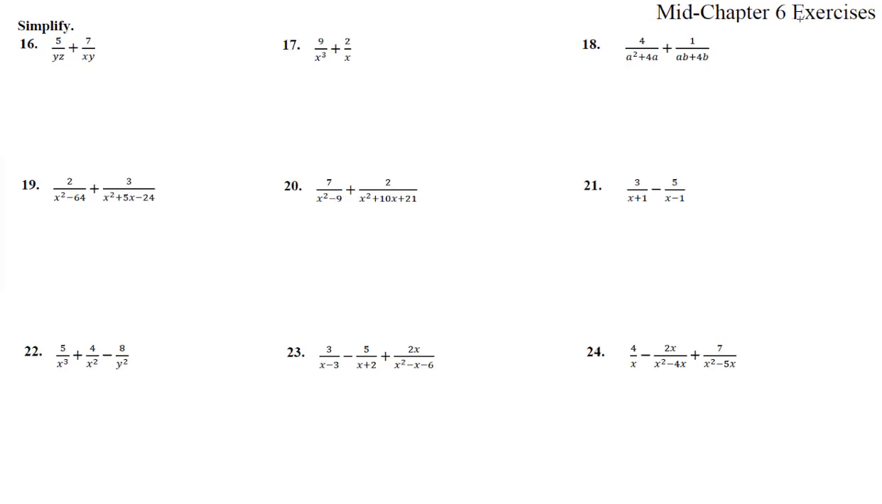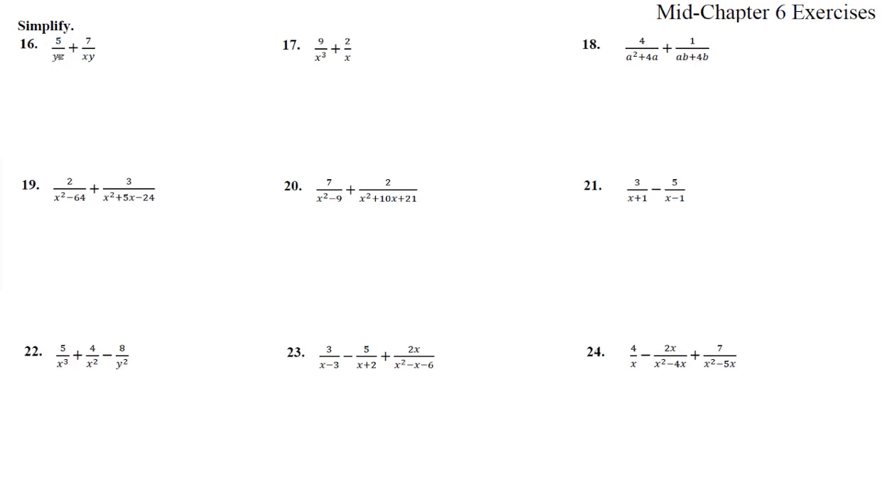Here we are in mid-chapter 6 exercises number 16 through 24. Here we're simplifying, but notice these are addition and subtraction signs. That means we need to get common denominators, and once we have common denominators, we simply add or subtract the numerators. So that's the biggest key. Factor the bottoms so we can tell what they're made of, and then if we're missing factors on one or the other, we simply multiply top and bottom of a fraction to get the common denominators, then add.